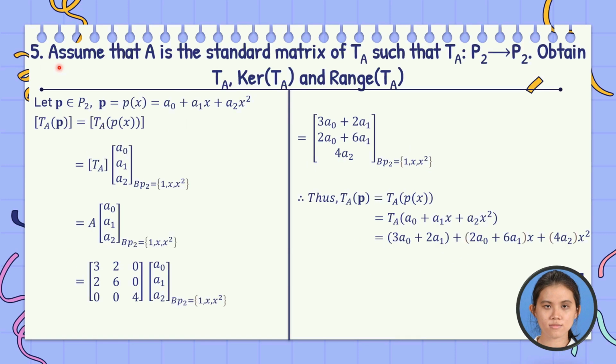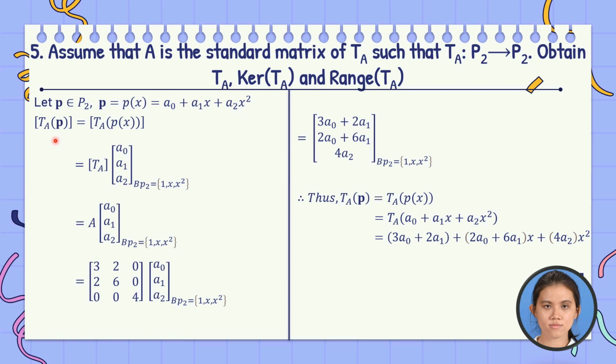Next, we continue to question 5. In question 5, we need to assume that A is a standard matrix of TA such that TA is a mapping from P2 to P2. Then we need to obtain TA, kernel TA, and range of TA. First, by letting vector p be an element of P2, we can assume that p equals a0 plus a1x plus a2x squared. Based on the information in the question statement, which says that A is a standard matrix of TA, we can substitute matrix A into TA.